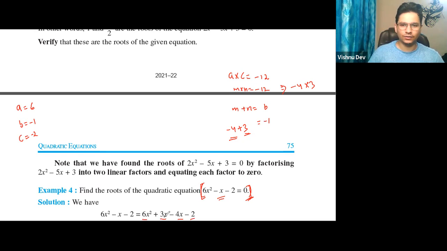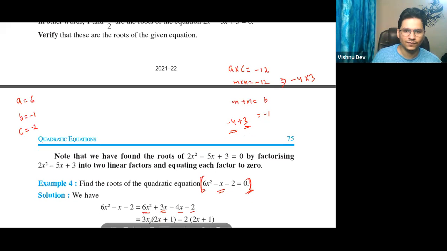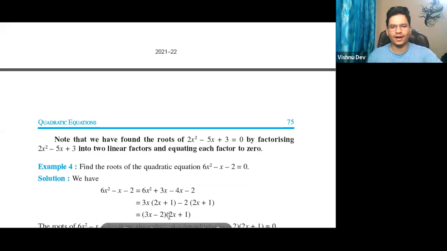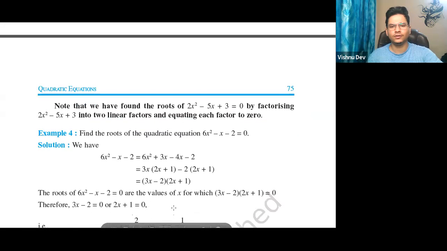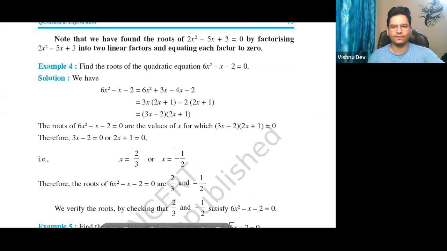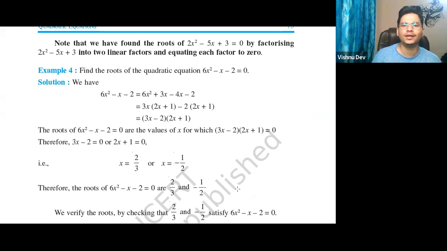Right? So after this, take HCF common. In 6x square and 3x, the HCF is 3. And in -4x minus 2, the HCF is -2. So if you take HCF common, you will get these factors. Set them to 0, and I will get the answer 2/3 and -3/2. Everyone got this? Yes or no? Now, it is not necessary that you only have numbers. You can have roots also, irrational numbers also.